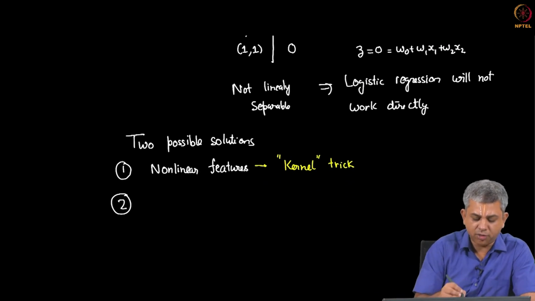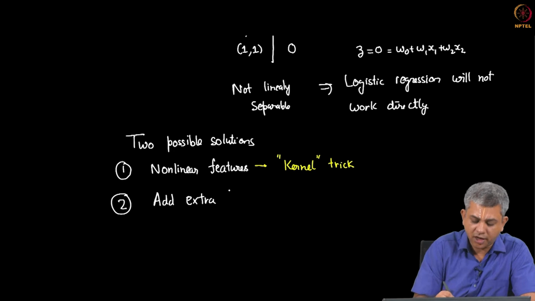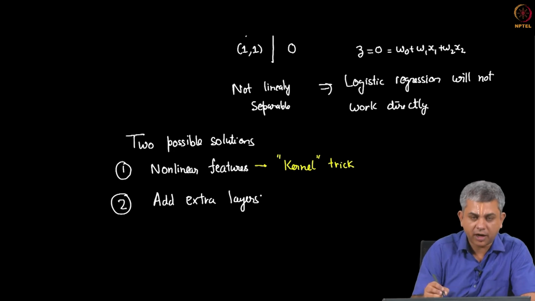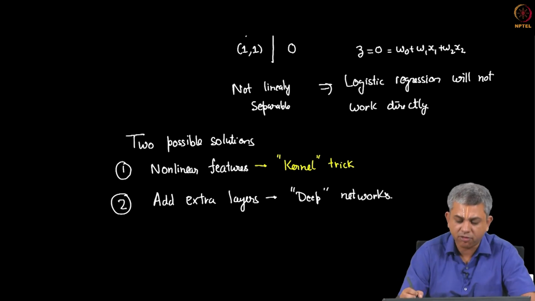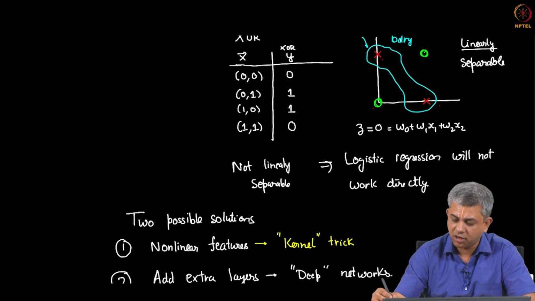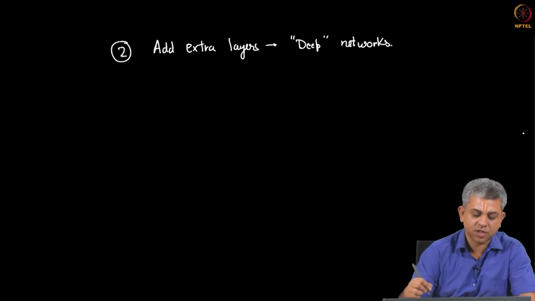Okay, there is another possibility, which is to add extra layers. I will talk shortly about what this means. This is what is called deep networks. Technically speaking, if you add more than 2 layers, that is when you will get a deep network, but I will just abuse notation a little bit and call this a deep network. Let me explain how this comes about.